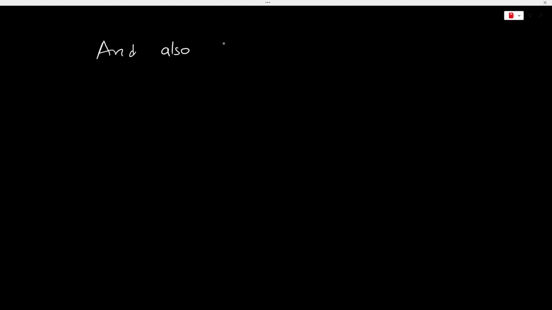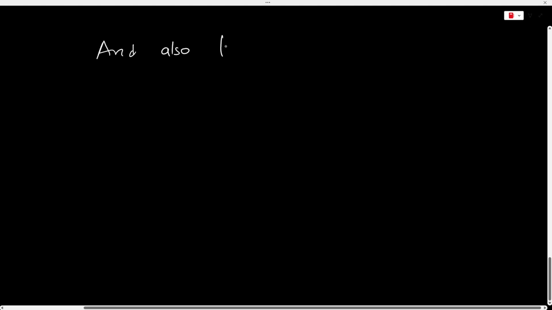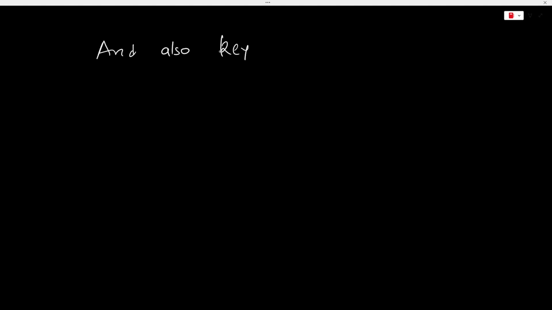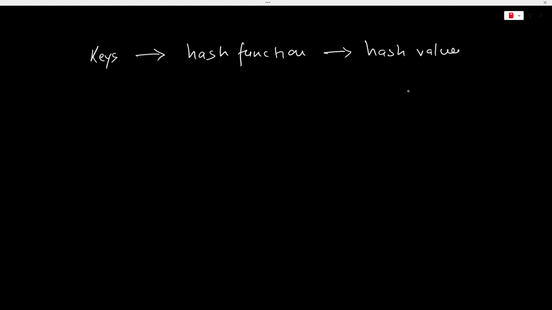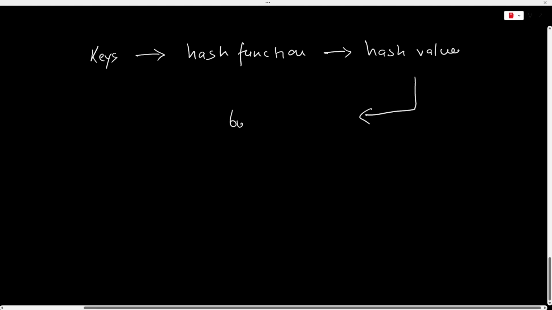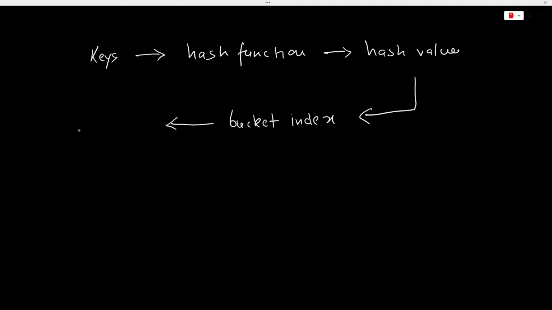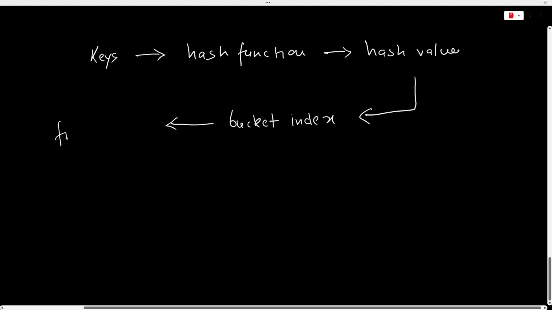And also, before these keys are stored, these keys go through a hash function, and from this hash function we get hash values, and then these hash values are mapped to our bucket index, and at this bucket index, finally, the value is stored.